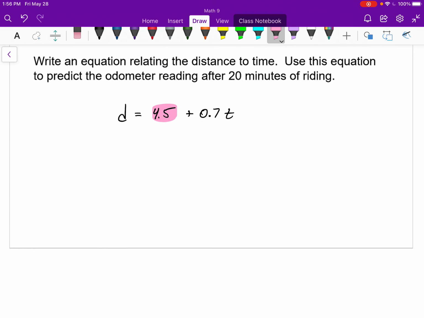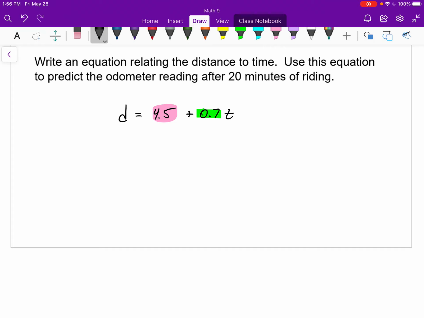And now once I have that, I can quickly use this to predict the odometer reading 20 minutes after riding, which means when t is 20. And so that means the distance will be 4.5 plus 0.7 times 20. And at this point, I can just go to a calculator and type 4.5 plus 0.7 times 20. And basically, if this person keeps riding at this speed, after 20 minutes, the odometer will show 18.5 kilometers.